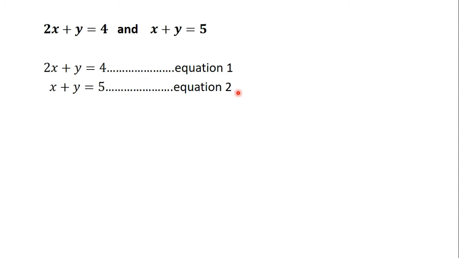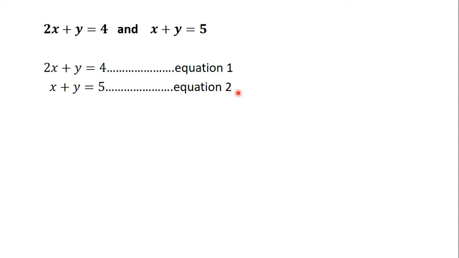Now, we want to eliminate. Eliminate means to cancel out or to rule out, to make one of the variables 0. So that is our main goal, to make one of the variables 0. The variables are x and y in this equation.